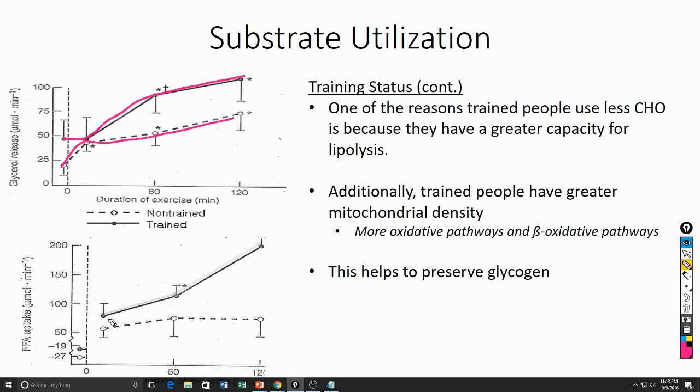And then if we cross-reference that with this, which is actual fatty acid uptake versus time of work, you see non-trained people take up less fatty acid versus their trained counterpart.